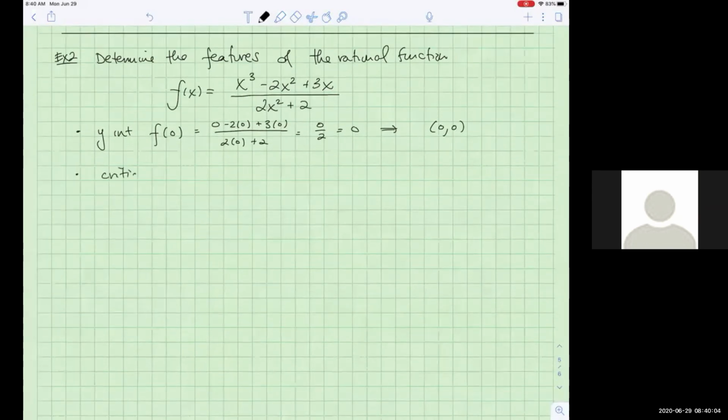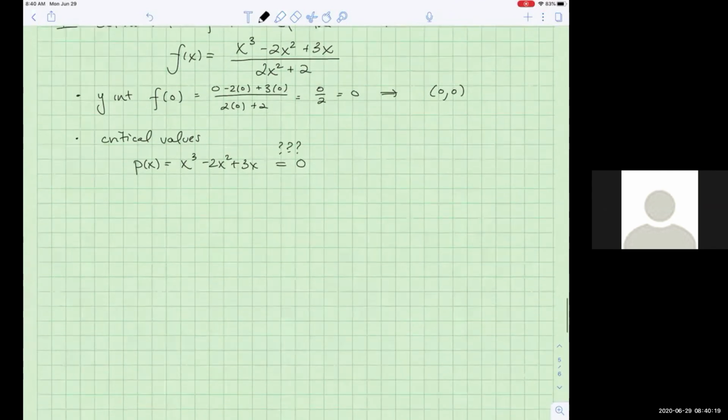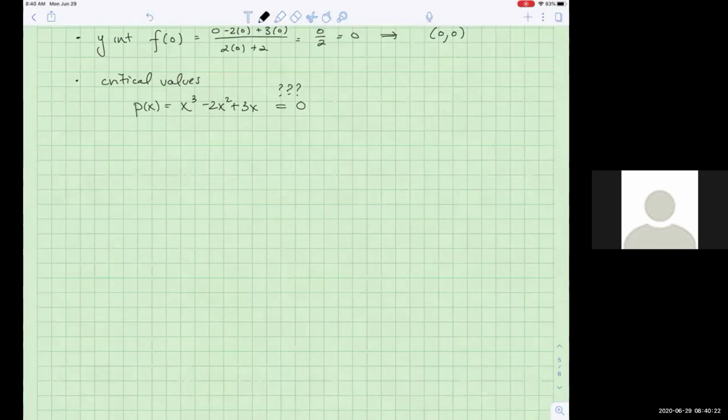The next thing that we should look for are the critical values. P of x is the numerator, which is x cubed minus 2x squared plus 3x. I want to know, when does that equal 0? That's going to be a factoring or polynomial problem. So everything that we were doing in chapter 3 is kind of the first step in chapter 4. We can factor this, and this is x times x squared minus 2x plus 3 equals 0. So either x equals 0 or x squared minus 2x plus 3 equals 0.